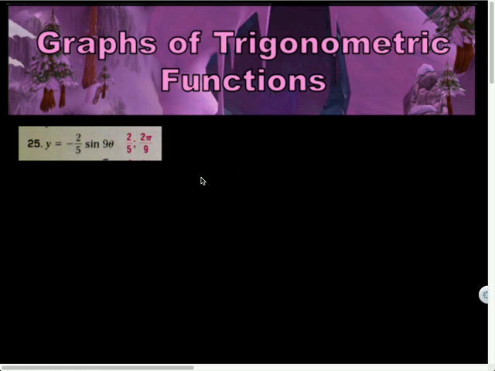Greetings, ladies and gentlemen. Today we're talking about graphs of sine and cosine functions, specifically their amplitude and their period, because they are in fact periodic functions. For problem 25 on page 373, we are asked to not only find the amplitude and the period, but also graph the function. In order to find the amplitude, that is going to equal the absolute value of A. In this case, A is negative 2/5, so the amplitude is 2/5.